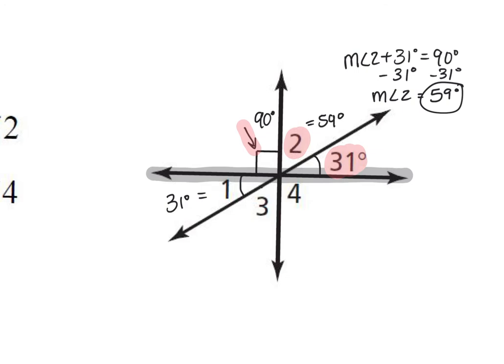We look at angle 3. Well, angle 3 is easy. It's opposite angle 2, so it's vertical to angle 2, so those two need to be congruent. So this also needs to be 59 degrees. And then angle 4 is vertical to the original 90-degree angle, so this one also needs to be 90 degrees.